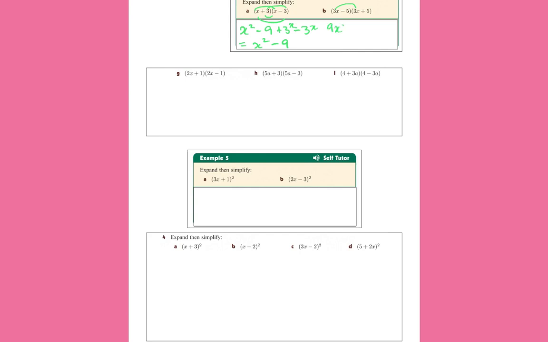Okay, so 3x times 3x. Don't forget the 9x squared. Minus 5 times plus 5 gives you minus 25. 5 times 3 is negative 15x. 5 times 3 is 15x. And you get 9x squared minus 25. Hopefully you're seeing a pattern here, a pattern between the pluses and minuses in this arrangement. Can you have a go at the next ones? So pause the video, have a go.